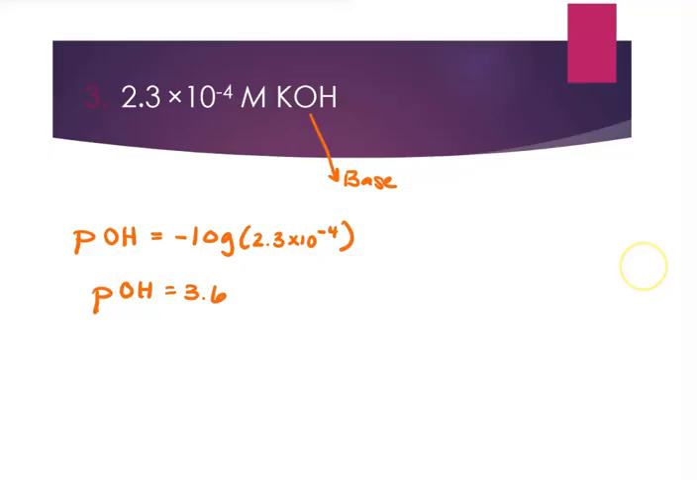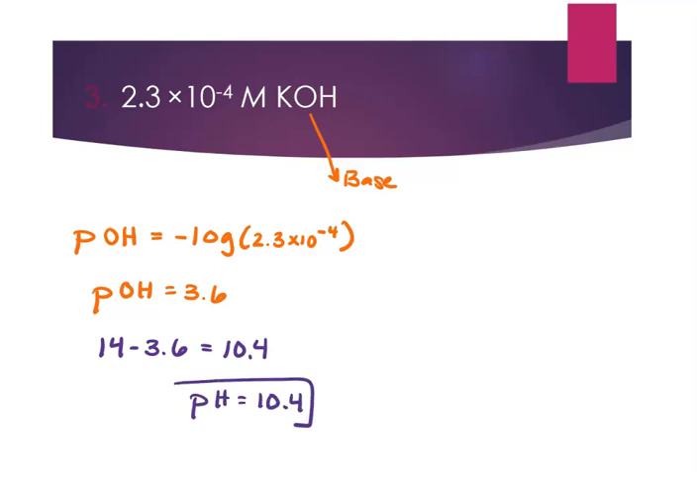However, I need to get now to pH. So I'm going to do 14 minus 3.6, which is going to give me 10.4. So my pH is equal to 10.4. Excellent. All right, moving along.